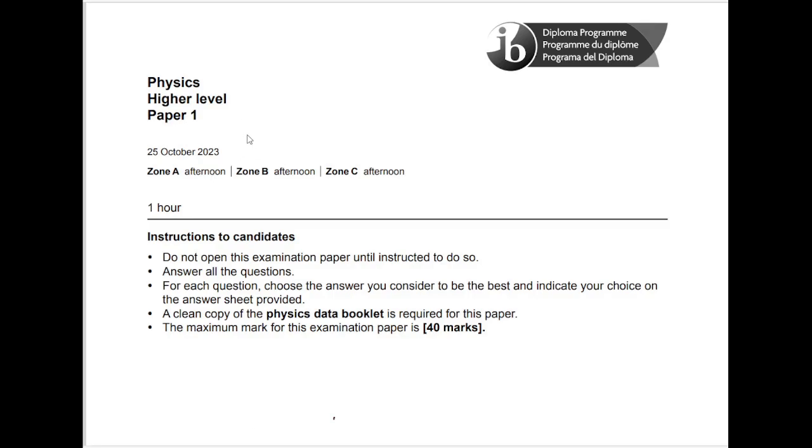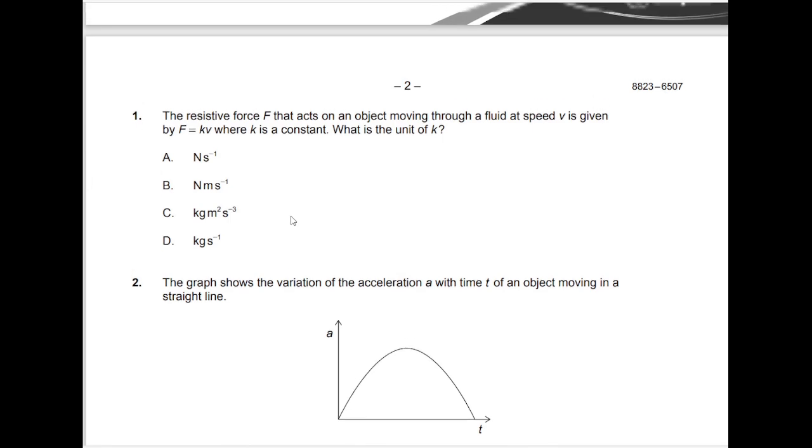Hello. So we are going to do November 2023, paper 1 HL, that is MCQ. Question number 1. The resistive force F that acts on an object moving through a fluid at a speed V is given by the formula F is equals to K into velocity, where K is a constant. We have to find the unit of K.